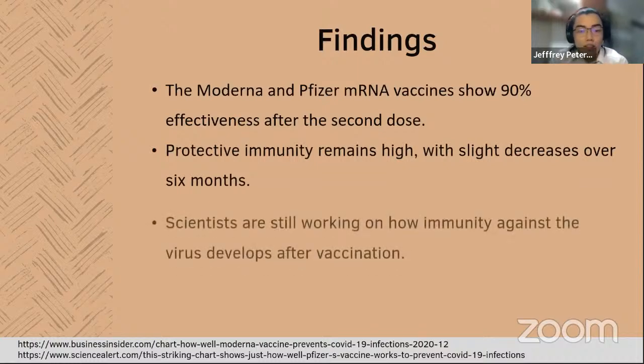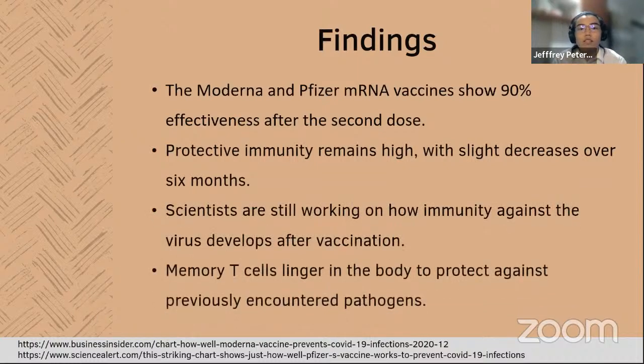So the Moderna and Pfizer mRNA vaccines against COVID-19 have shown greater than 90% effectiveness soon after the second dose. Studies suggest that protective immunity remains high with only slight decreases over 6 months. However, scientists are still working to understand how immunity against the virus develops after vaccination and changes over time.